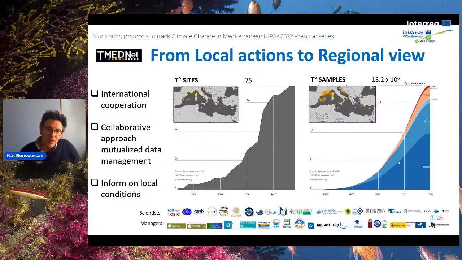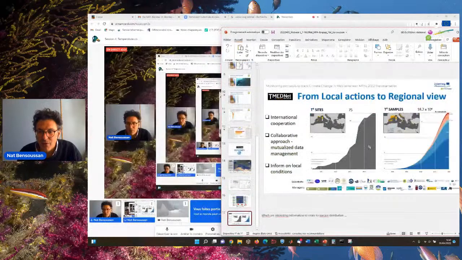And just showing in this conclusive slide the time sequence of evolution, where we were then facing the first mass mortality events in the late 90s, and where we are now in terms of number of sites and samples acquired to study the impacts. Thank you for your attention, and I will give the floor now to Ernesto Azzurro.